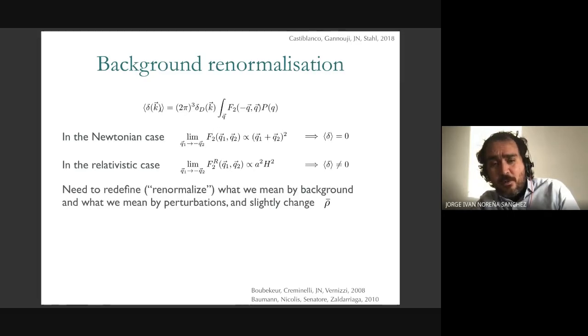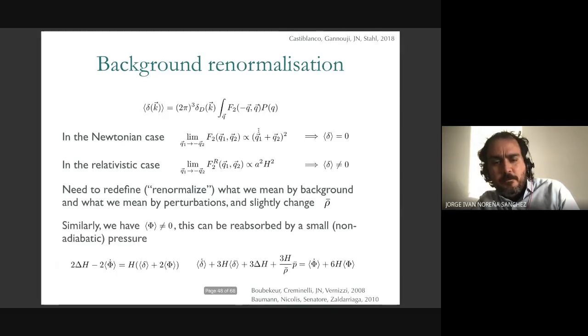So at the same order at which you compute your quantities, you have to renormalize your background. And if you include this as part of a correction to your background density, then the integrals are well behaved. So we have to slightly change our background density. And the change is very small. It's of the order of 10 to the minus 5. And similarly, the expectation value of the Bardeen potential is different from 0.